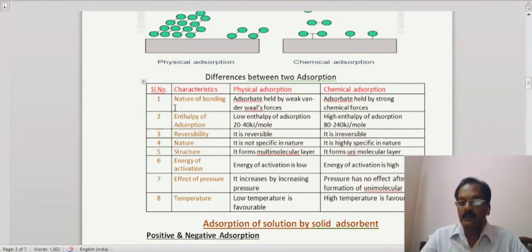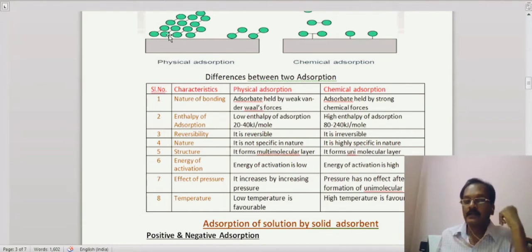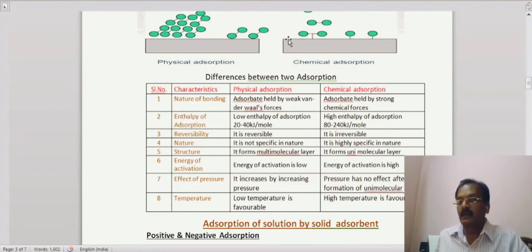Now the fifth point is structure, meaning the layers on the surface in physical adsorption and chemical adsorption. Here, physical adsorption forms a multilayer. So you can expect a number of layers: first layer, second layer, third layer on the surface. Whereas in case of chemical adsorption, the surface is covered only with a unimolecular thickness. Once one molecule is adsorbed on the surface of the adsorbent, we cannot expect one more layer of the adsorbate to sit on the surface. That is what concerns the nature of structure.